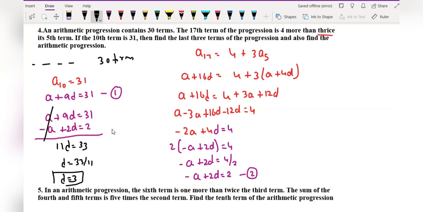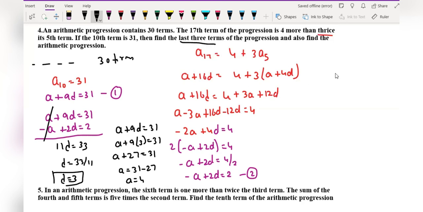We can take any one equation. I'll go with the equation A plus 9D is equal to 31. The value of A is not known, and D is 3. So A plus 9 times 3, which is 27, is equal to 31. So A is equal to 31 minus 27, which is 4. D came and A also came. What is the question asking us to find? They are asking to find the last three terms.